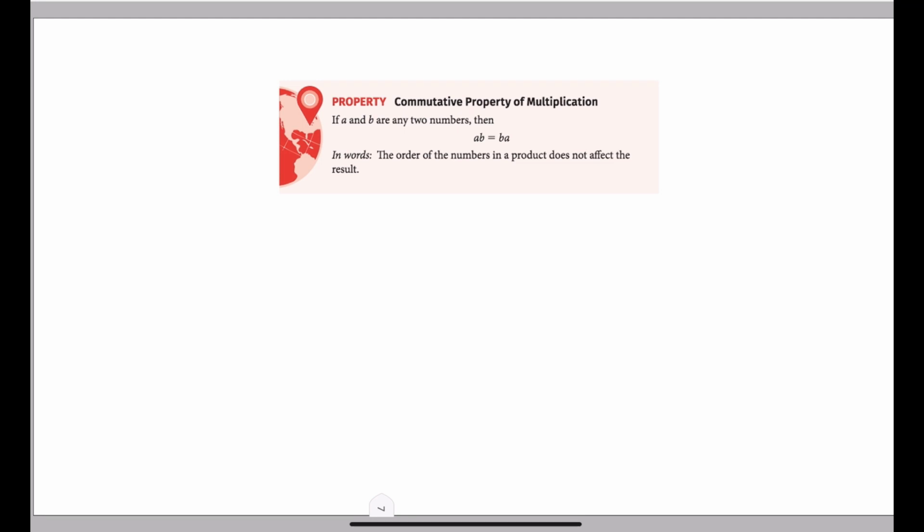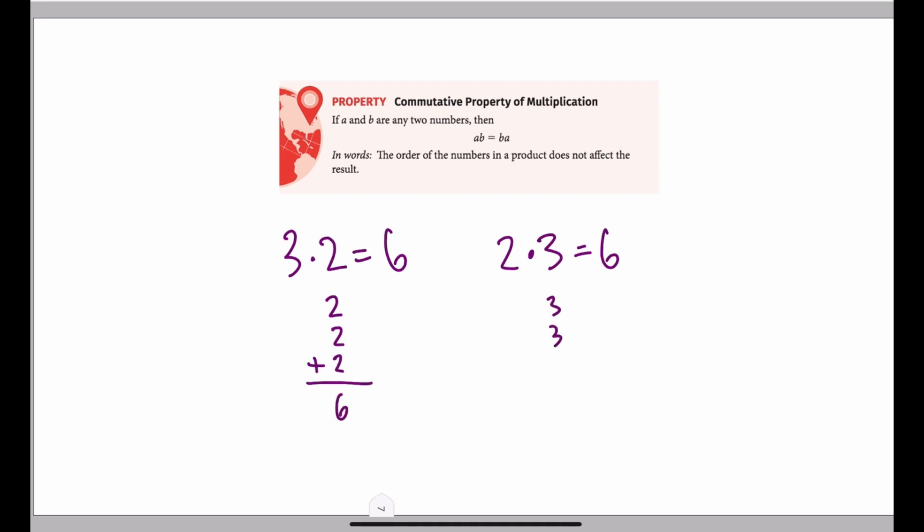Another property that you've probably already picked up on is the commutative property of multiplication. It says if you change the order in multiplication, it doesn't change the product. The order of the factors doesn't matter. So if I have 3 times 2, well, that's 6. And if I have 2 times 3, well, that's 6. Because whether I add 2 3 times or I add 3 2 times, I'm going to get to 6. So the order in multiplication does not affect the result.